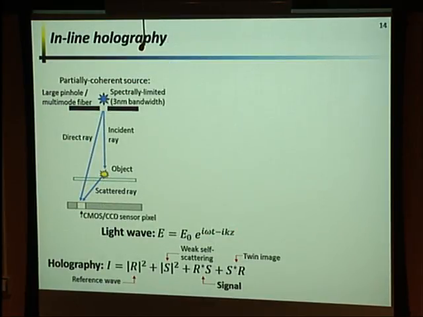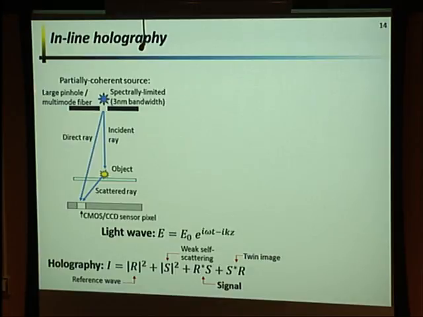The imaging that we perform is not the typical imaging. It's actually inline holography, and you can think of this as an interference effect. It's the interference between a direct ray that's passing straight through the sample and a ray that gets scattered off of the object. The reason we're able to record an interference pattern is that we have a partially coherent light source. So we have enough coherence in order to see these interference effects.